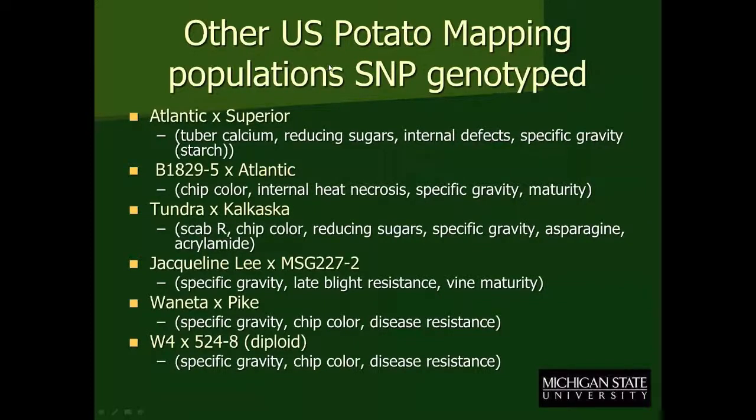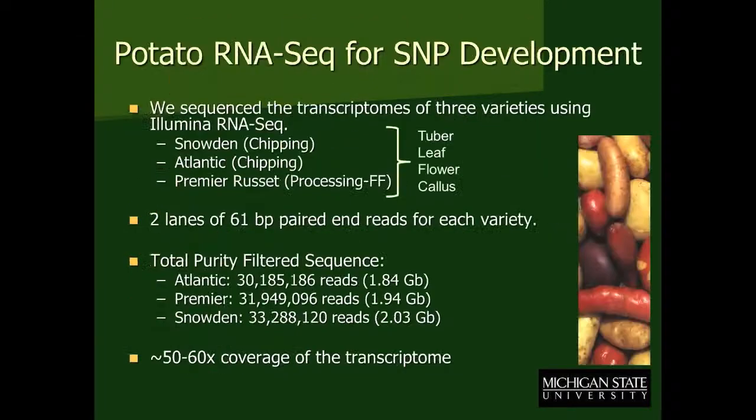There's a number of other populations that we've SNP genotyped under the SolCAP umbrella, and these are listed here. The first 5 populations are tetraploid populations, and the one at the bottom of the list is a diploid population. And you can see the traits that we're measuring in these different populations, and it'll be very interesting as we get through the QTL analyses and are able to validate certain QTLs for similar traits across the different mapping populations.